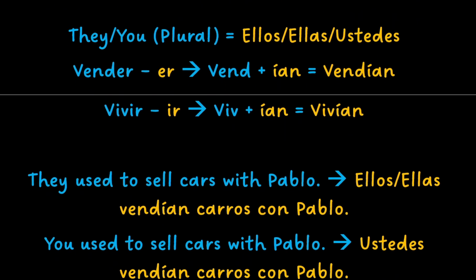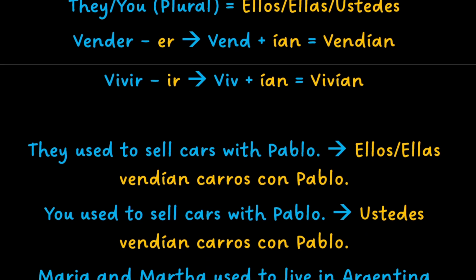They in Spanish is ellos or ellas, and you when talking to multiple people is ustedes. To conjugate these forms, we drop the ER and IR endings and add I with an accent, an. So to say they used to sell or you used to sell, vender becomes vendían. And to say they used to live or you used to live, vivir becomes vivían. Because these are conjugated the same way, I'll include pronouns in some of these sentences just to clarify who's doing the action.